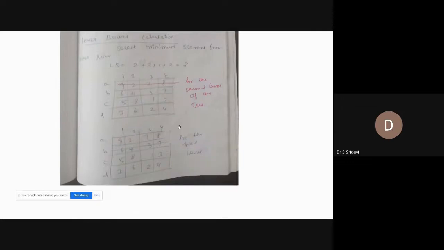How are we going to find out A1? Just strike out the first row. This is for the second level of the tree. For the second level of the tree, you have to strike out the first row. Just copy the A1 value. What is the A1 value? 9, isn't it? So the A1 value is equal to 9. For the remaining columns, the first row is getting excluded. So only this 3 cross 3 matrix.